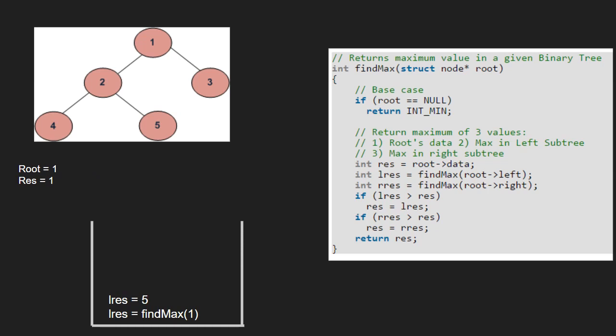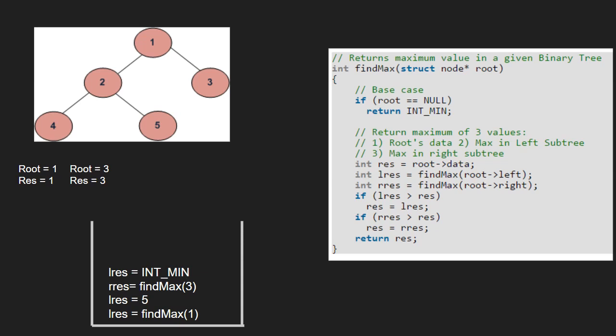We continue execution for node 1 and now call the right subtree of 1. So we pass 3, which is the right child of node 1. Since root is not null, we store root's data in res. So res will be 3. Again, we pass the left child of 3, which is null. Since root is null, we return int min.